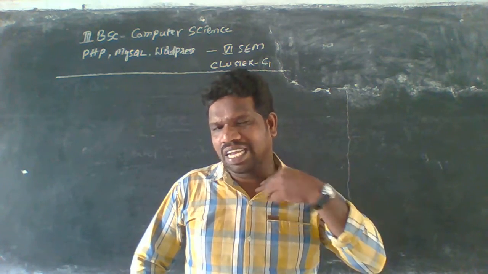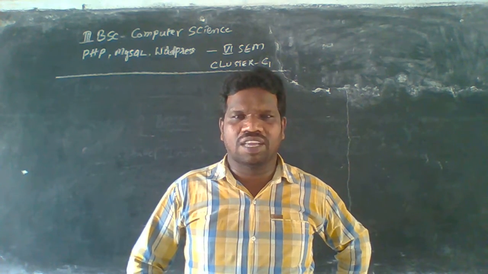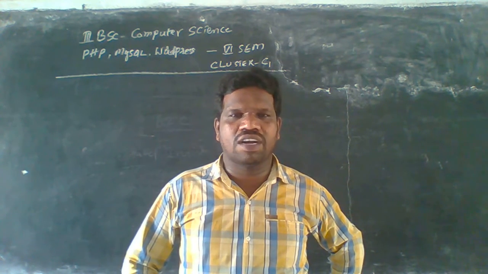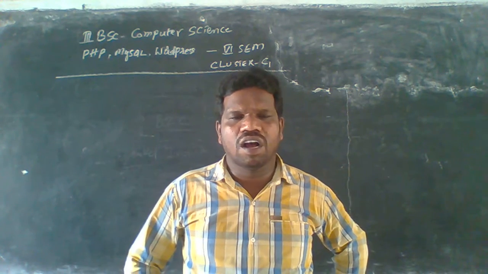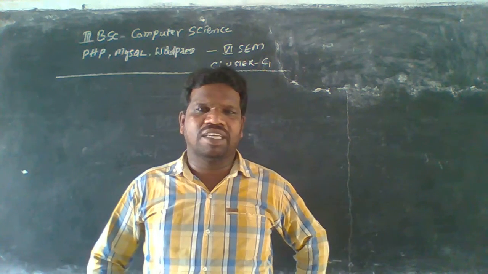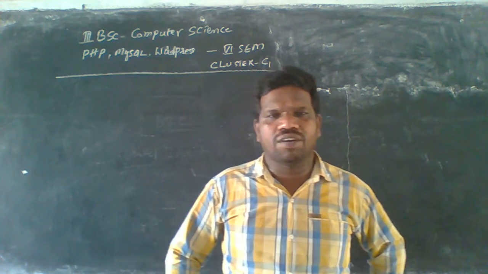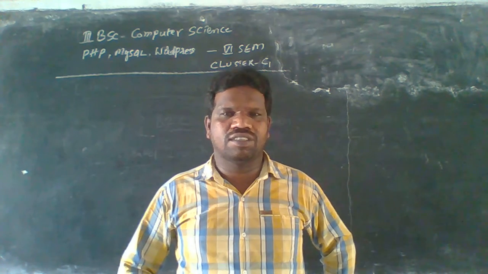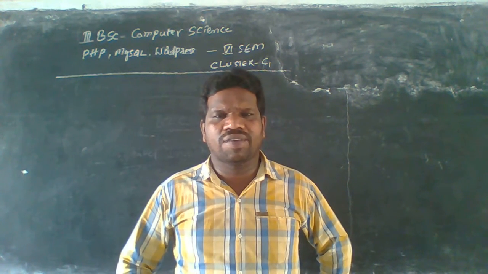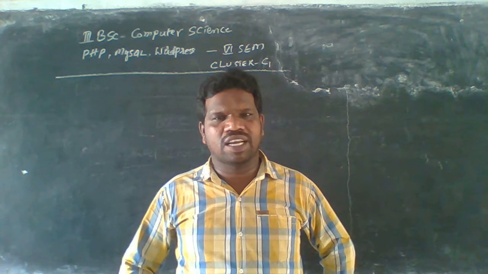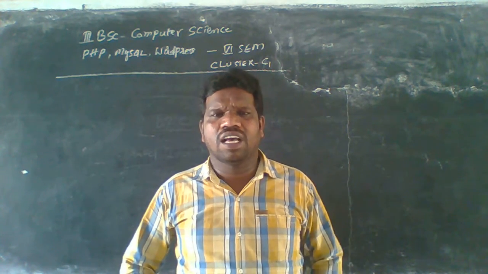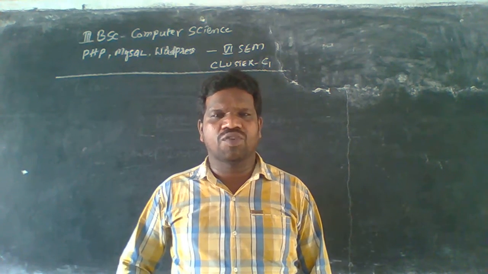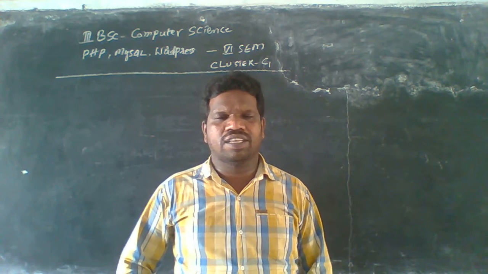These commands are called DDL commands, data definition language; DML commands, data manipulation language, or data modifier language; and DCL commands. DCL means data control language, and the last one is DRL, which means data retrieval language. In these commands there are a number of commands available: 5 plus 5 plus 1 plus 3, so in total we have 14 commands in the SQL statements.